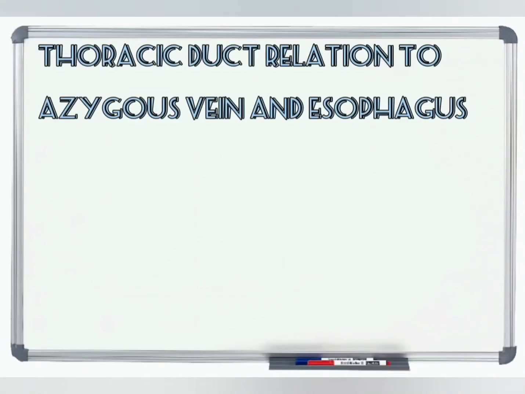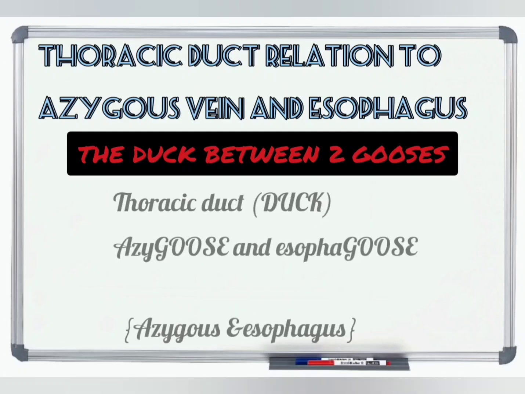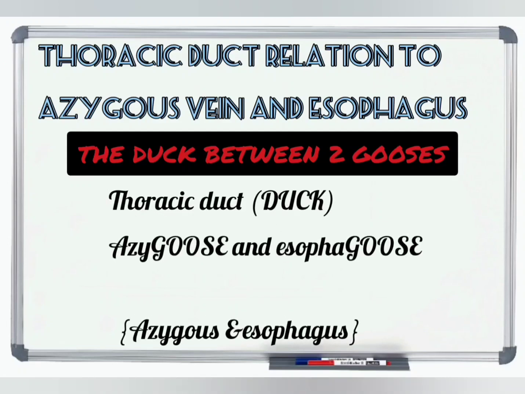Thoracic duct, relation to azygous vein and esophagus. The duct between 2 gooses. Thoracic duct, that is duct. Azygous and esophagus. So azygous and esophagus, remember this mnemonic as the duct between the 2 gooses.